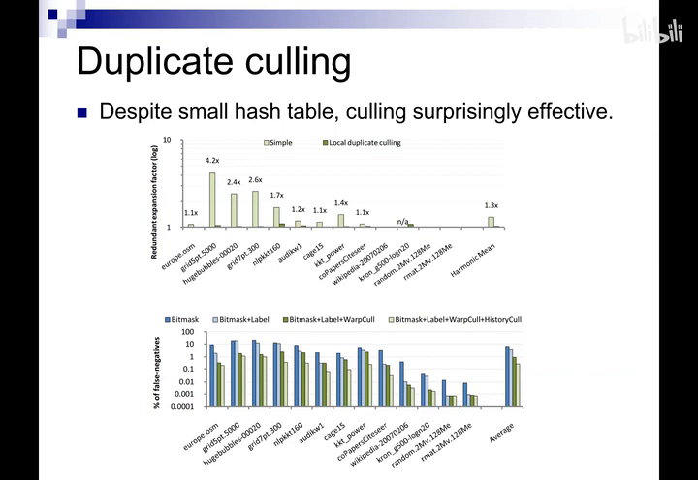So in general, it's showing that the effectiveness of this culling method is different on different graphs. But if you average everything, then it turns out that you can get rid of about 30% of duplicates using this culling method.